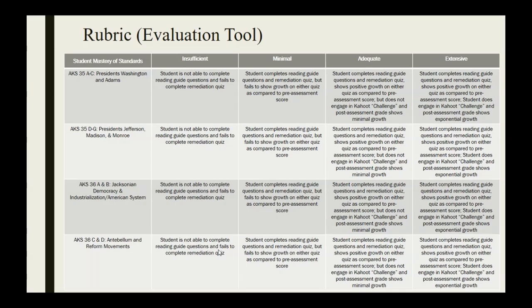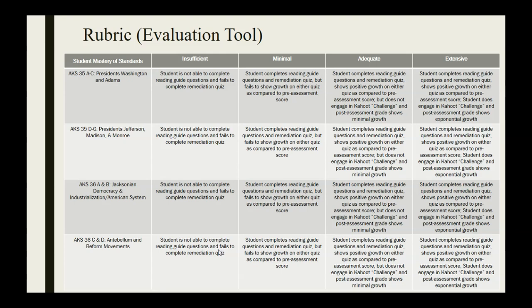In order for students to have extensive growth, they complete the reading guide and the quiz. They show positive growth on either the multiple choice or short answer quiz compared to the pre-assessment score, the student does engage in that Kahoot challenge, and the post-assessment grade shows exponential growth compared to the pre-assessment. Insufficient would be the student does not engage in any of the remediation activities. Minimal is they would engage in the reading guide and quiz, but they fail to show growth on either quiz as compared to the pre-assessment score.